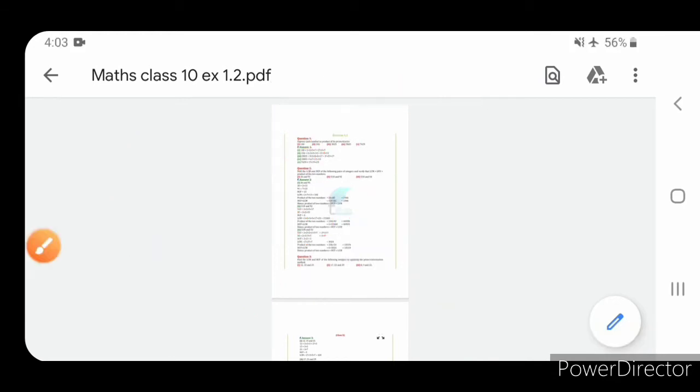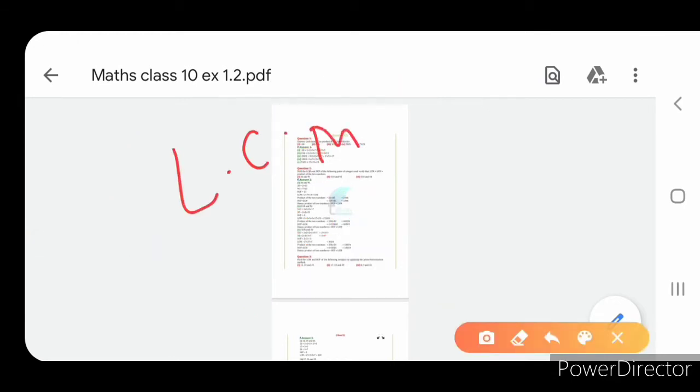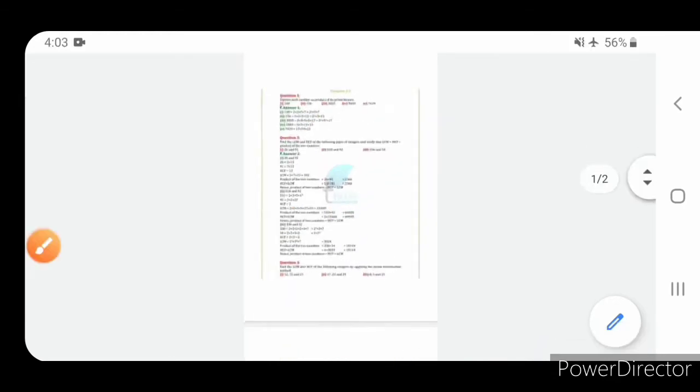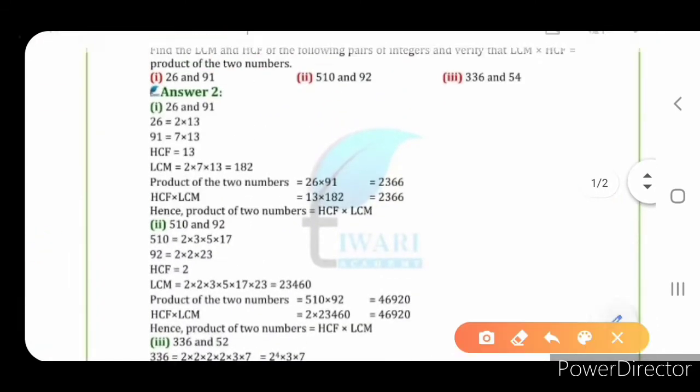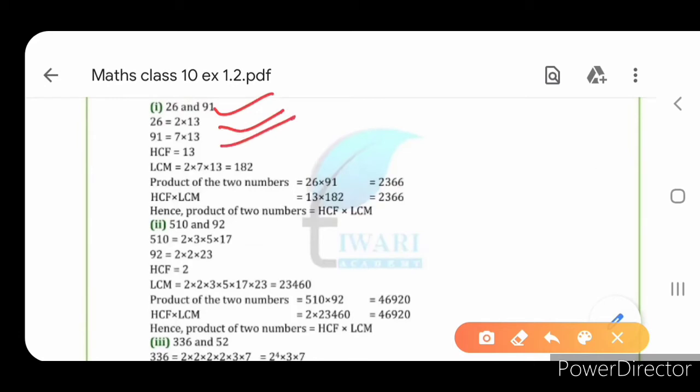Now let us check that I have told you LCM into HCF is equal to the product of two numbers. So look here, firstly prime factorization, then HCF 13, LCM 182. Now the product of two numbers.